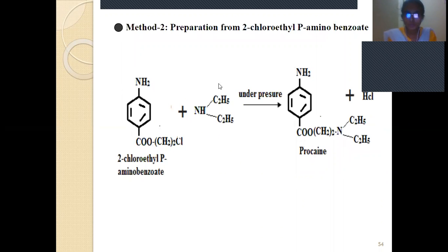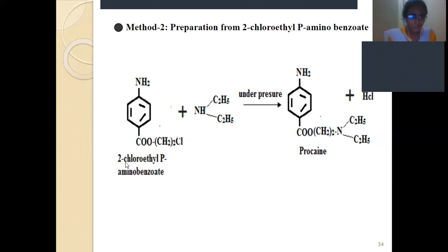So next, preparation from the 2-chloroethyl para-amino benzoate. So the starting material is 2-chloroethyl para-amino benzoate. When it is reacted with diethyl amine, if we apply some pressure, what will happen here? One of the chlorine atoms from the 2-chloroethyl para-amino benzoate, and one of the hydrogens from diethyl amine is eliminated in the form of hydrochloric acid, and the remaining parts are attached to form the procaine.